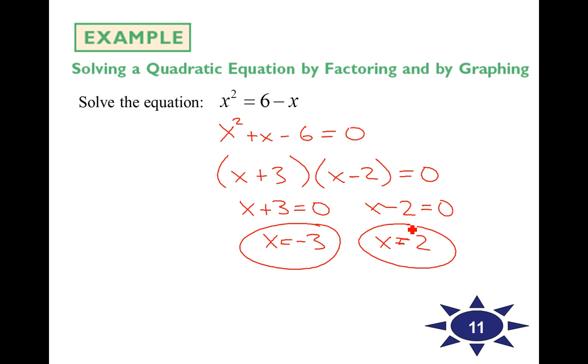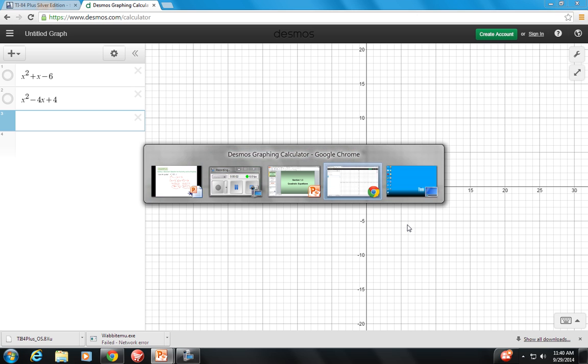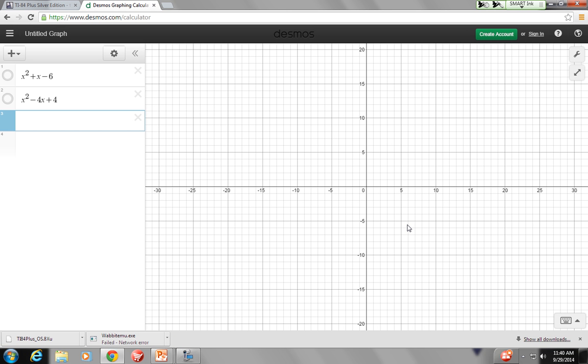Okay, we can also check this graphically if we go to our graphing calculator, and I've got the online version of the graphing calculator. If you graph it, you're going to get a graph that looks like this, and look at where it crosses. It crosses at 2, it crosses at negative 3. So again, you could do this graphically, or you could do it algebraically.